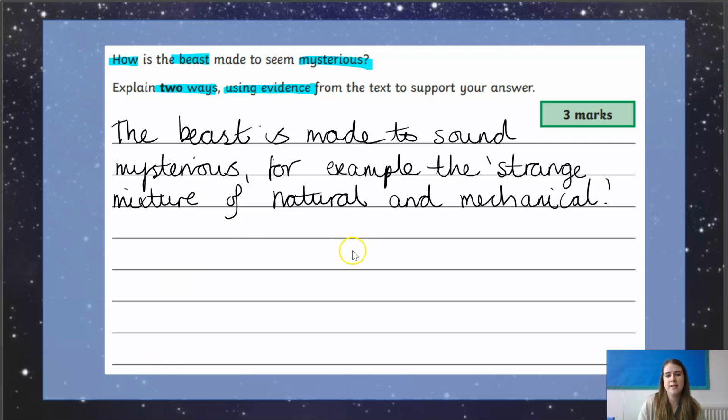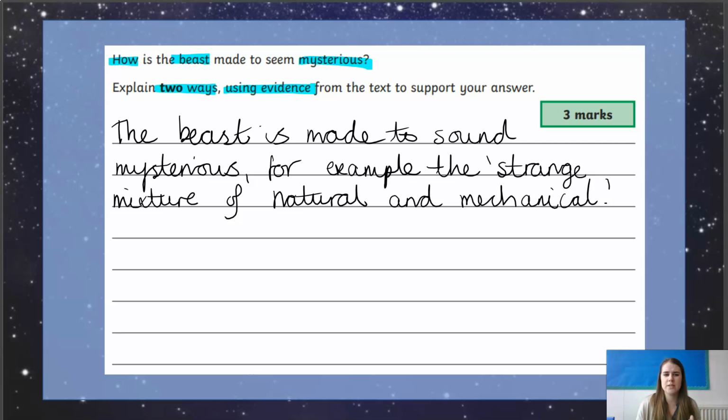Now the idea of the mix with the natural is they described him as looking like he had tree trunks for legs and all the leaves and the vines were intertwined in him. So it was that strange mixture of natural and mechanical because obviously it moves. It was made of natural resources but moved as if it was a real life thing.